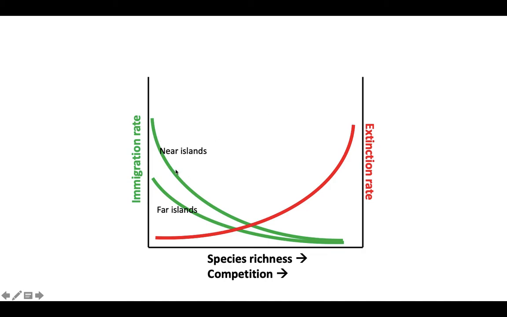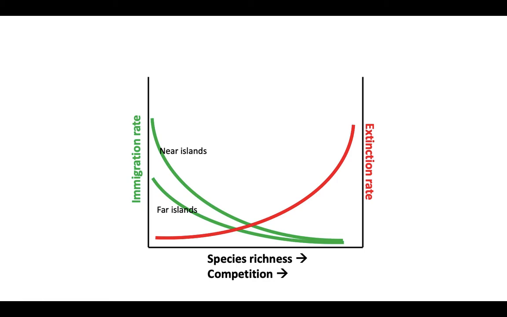Islands that are closer will have higher immigration rates overall compared to islands that are farther away, which will have lower immigration rates overall. But they both decrease as competition increases. You can see that. You might be able to guess what's about to happen next.